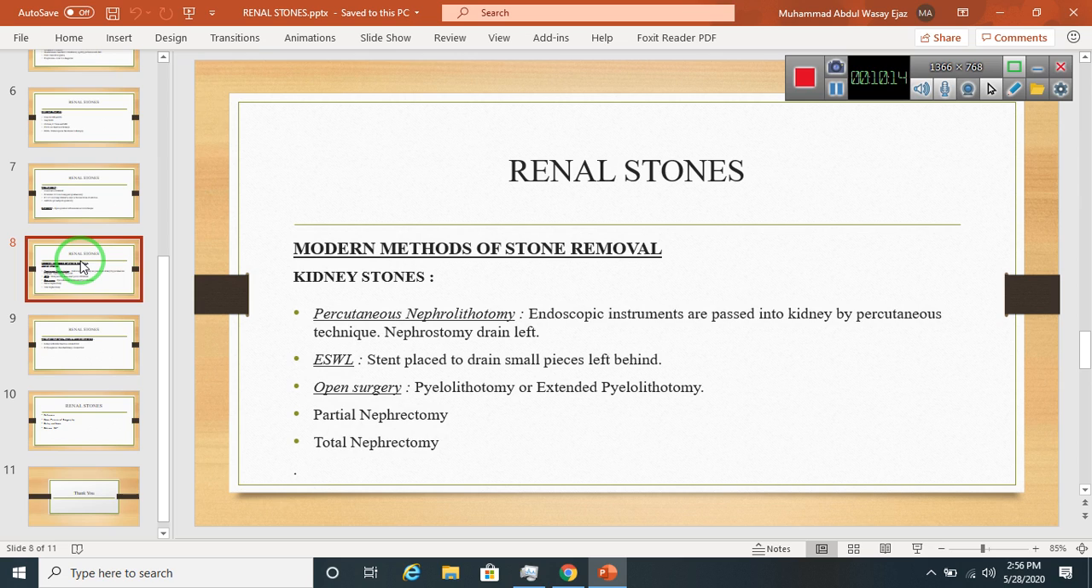Open surgery: pyelolithotomy or extended pyelolithotomy, and other surgical options are partial nephrectomy and total nephrectomy. In both cases, partial and total nephrectomy, severe hemorrhage may be possible, so always we have to arrange blood before going for surgery, and that blood may have to be transfused during or after the operation.